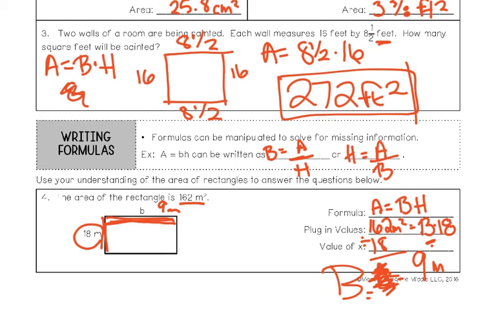So we have our basic formula, area equals base times height, and then we have it written a little bit differently, but it's the same formula. So base equals area times height.